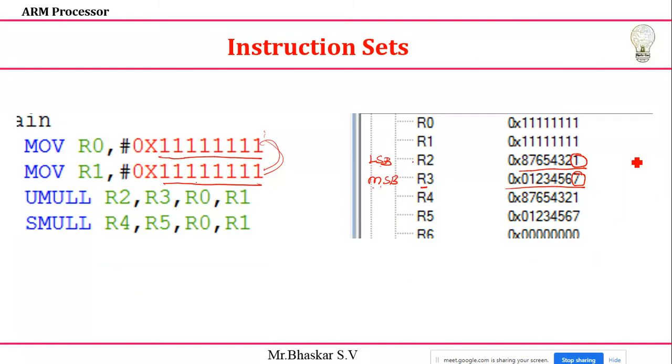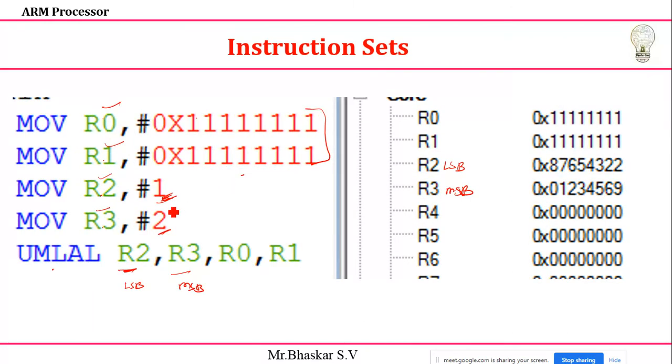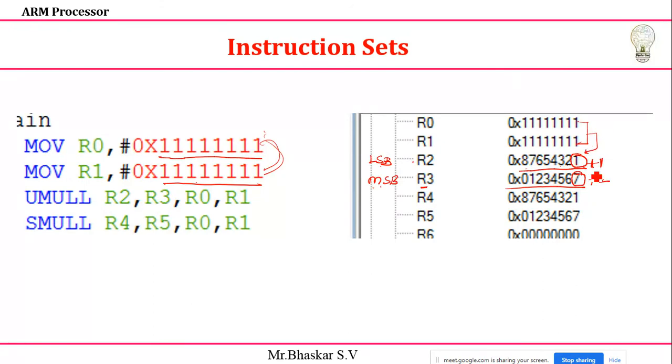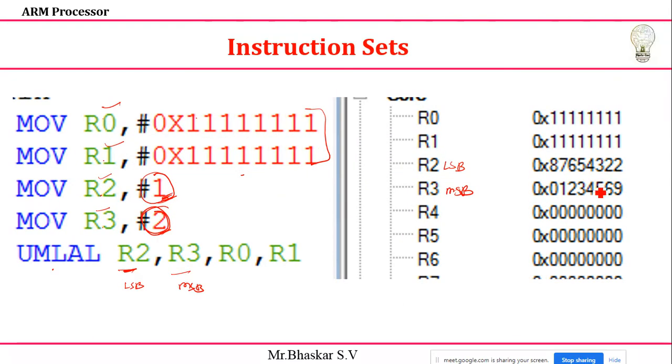You can see, after doing the multiplication, I'm getting the value 8765431. Because my R2 value is equal to 1, the next register will add 1 here and plus 2 here. You can see these two values: 1 I'm going to add to my LSB and 2 to my MSB. So it will add 1 and 2 and the result will be stored. After adding, 1 plus 1 becomes 2, and 7 plus 2 becomes 9. You can see I get the values 2 and 9.